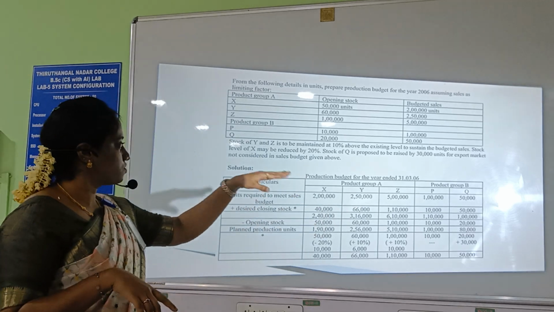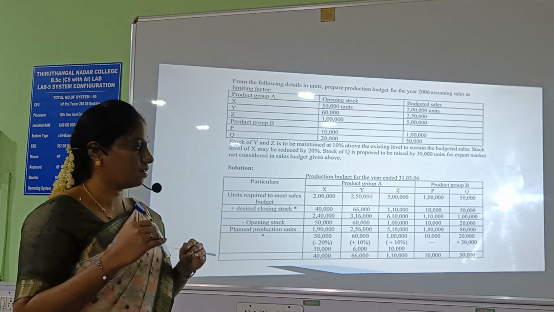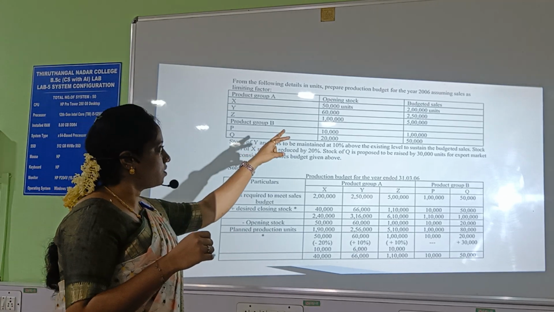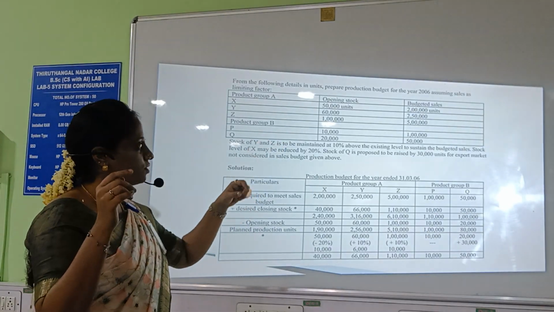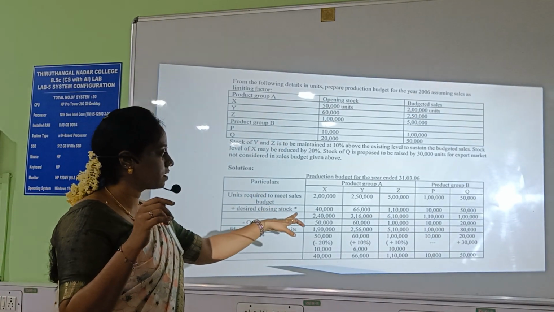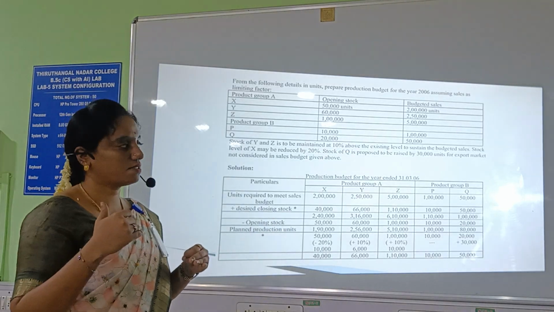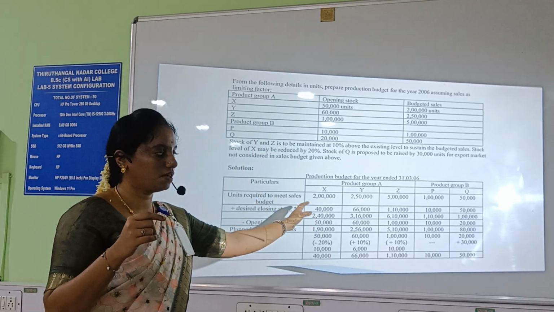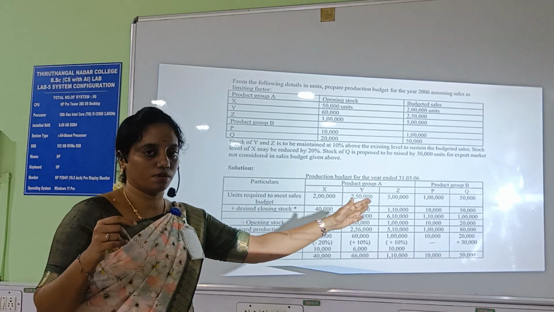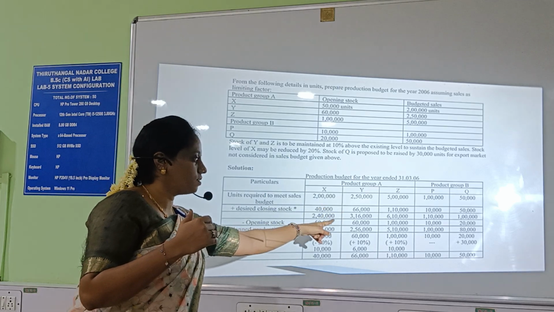And stock level of X may be reduced by 20%. We have to reduce the stock level by 20%. Stock level of X is 50,000 units. So 50,000 into 20% will give you 10,000. So it is reduced, and we have to minus that item. So 50,000 minus 10,000 will give you 40,000. Likewise we have to calculate for each product, so we will arrive at a solution.